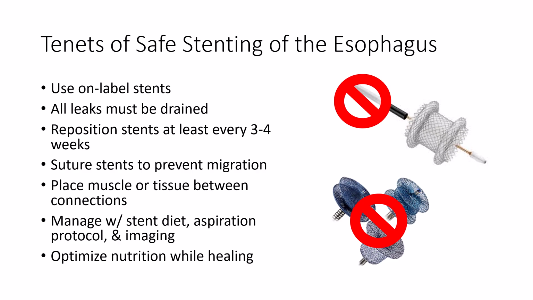An aspiration protocol should always be employed with elevation of the head of the bed at all times for patients where the esophagogastric junction is stented and pried open. This makes patients extraordinarily prone to massive reflux events and aspiration. And imaging should always be employed to check the position and placement of the stent. Optimize nutrition while healing, which will enhance closure of any fistulas or closure of any leaks.